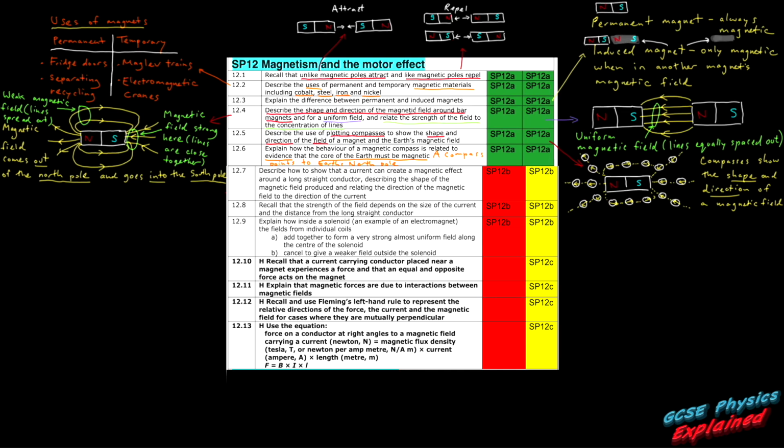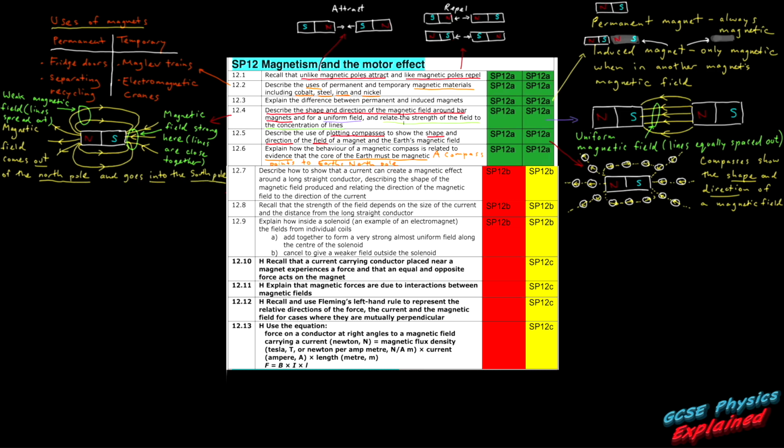Describe the shape and direction of the magnetic field around bar magnets and for a uniform field, and relate the strength of the field to the concentration of the lines. Now that's what I've just explained with the electric fields. So with a bar magnet, the lines are closest where the poles are. So the magnetic field is strong here because the lines are close together, exactly the same here. And the magnetic field is weak on the outer edges, further from the magnet. And that's because the further away from the magnet you get, the weaker the magnetic field is. We represent the strength of the magnetic field by the lines. And the magnetic fields come out of the North Pole and go into the South Pole.